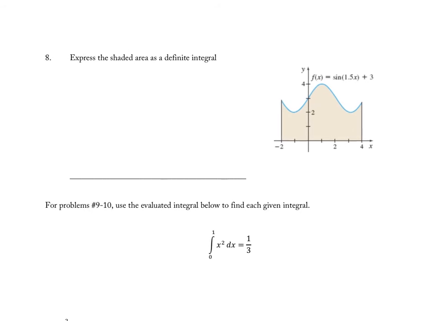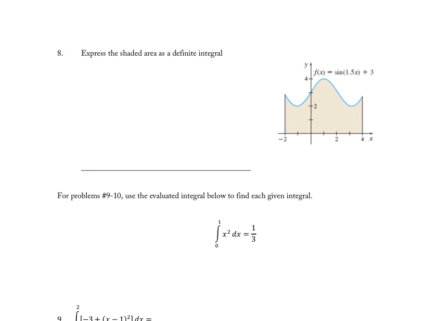Okay, so next one, express the shaded area as a definite integral. Okay, so just rewriting this as a definite integral. And this will be the integral from -2 to 4 of that function.